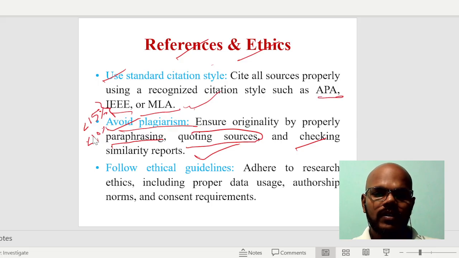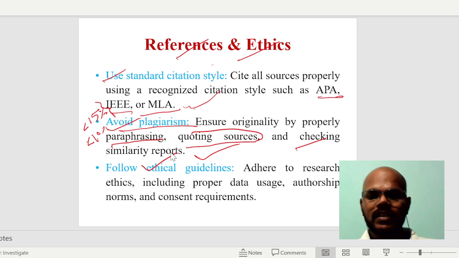Now the next one: follow the ethical guidelines. That means if you are using someone else's figure or someone else's equation in your paper, which previous authors have written, you have to cite it properly. That is how research ethics works. That is one of the main points. Include data usage. For example, if you are using someone else's data for your experimentation, you have to include that kind of ethics.